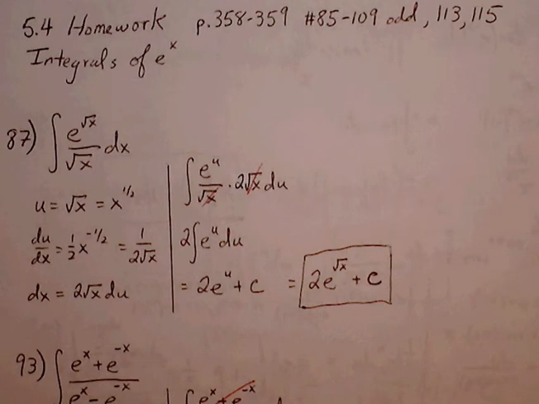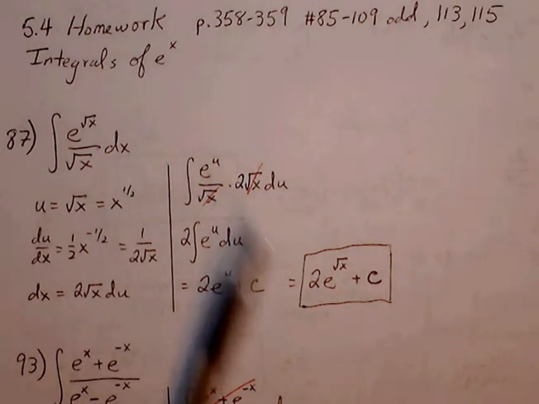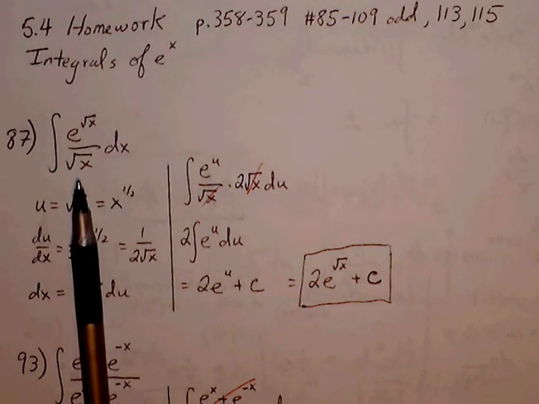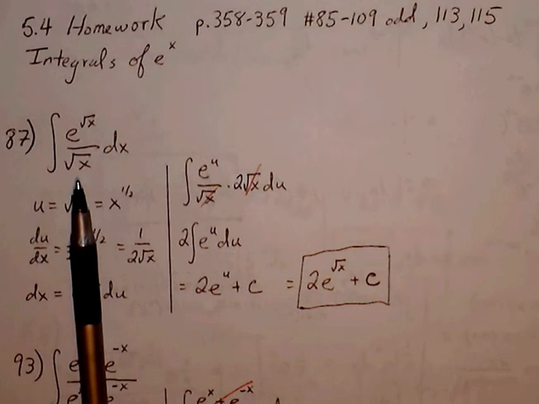Let's look at the first part of 5.4 homework. I'm just going to go over in this video 87, 93, and 95. So 87, indefinite integral of e to the square root of x over square root of x dx.